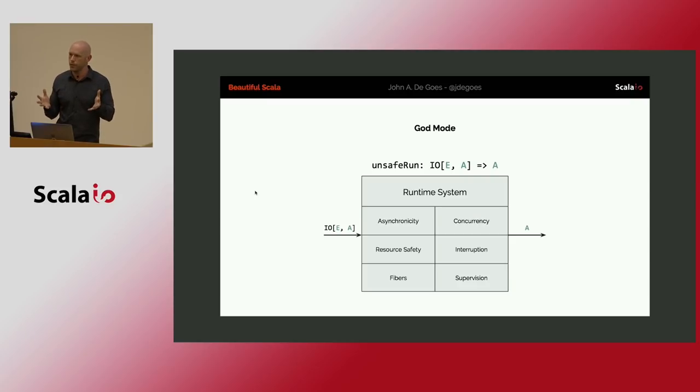These are features that you can't get out of Java or Scala because the designers of those languages didn't bake them in. But when you're programming in IO, when you're programming in a world in which everything is a value, you have the ability to interpret that IO in any way you see fit. And so you can add truly powerful capabilities that have the potential to solve problems you have in the business.